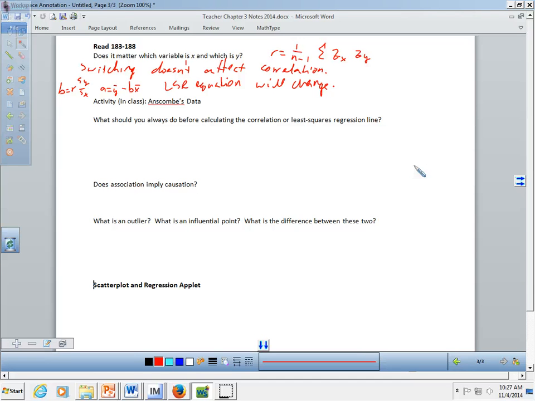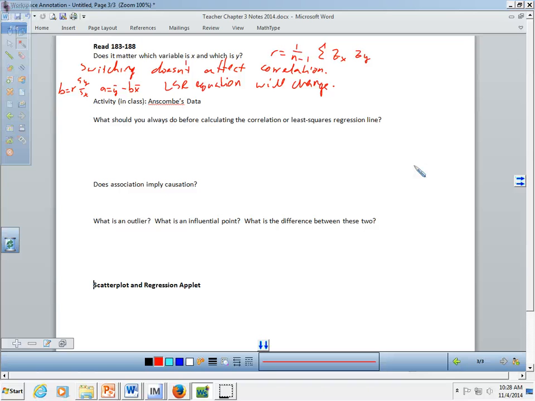So it's definitely important in terms of describing the relationship to know which is which. But in terms of the scatter plot itself, it doesn't change a whole lot. It just changes the equation that we use to make our predictions. And that makes sense because our regression equation is trying to predict y, and if we change what y is, then it should change our equation. Okay? Next question, what should you always do before calculating the correlation or the least squares regression line? We'll answer this question in class on Thursday. So hang on to that. There's a nice little activity I want to have you guys do.